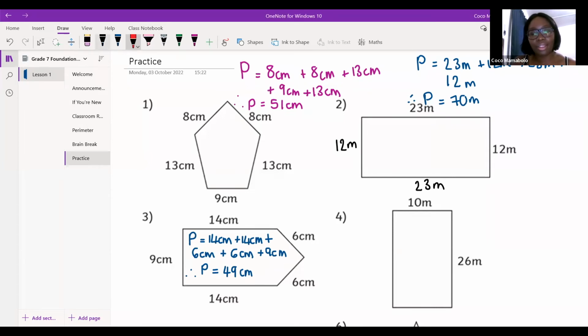Hi, ma'am. Tell me, what am I going to write? P equals 26 centimeters. Good. Not centimeters, I mean meters, plus 26 meters, plus 10 meters, plus 10 meters. Excellent. How did we get these other 26s and these other 10s? The sides are equal. Good.